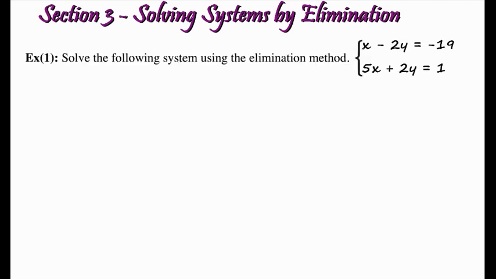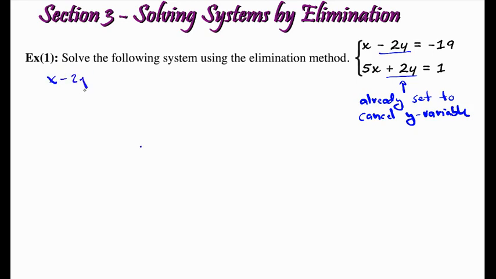Example 1 says solve the following system using the elimination method. And this is perfect for the elimination method because if we look at the y, it has a -2 coefficient and a +2 coefficient. If we add these together, it is perfect for canceling out the y variable. So that's what we'll do now. We'll add the two equations together.